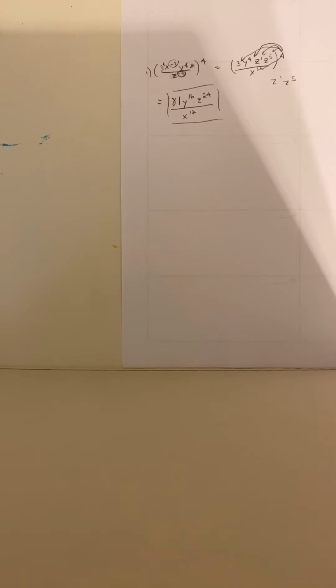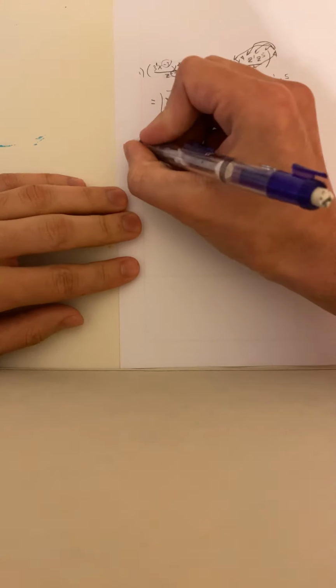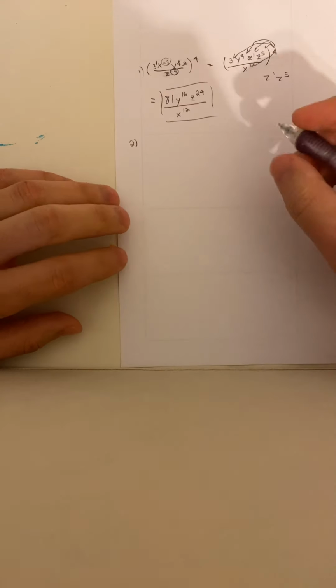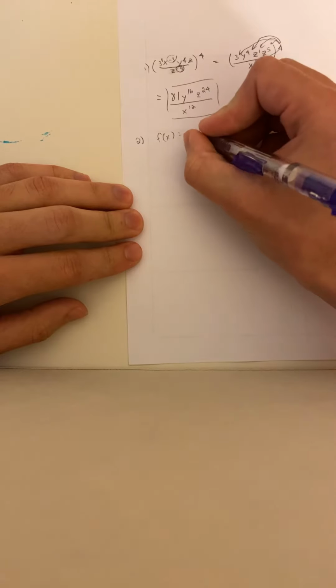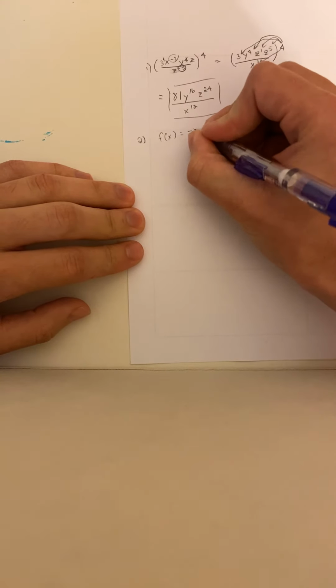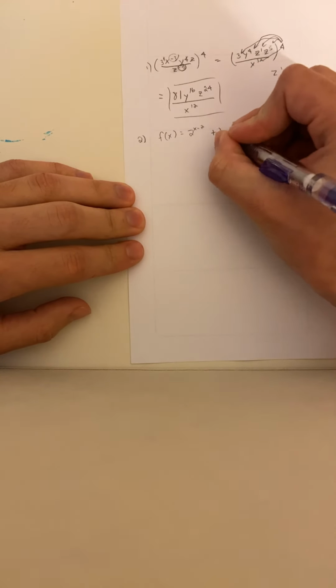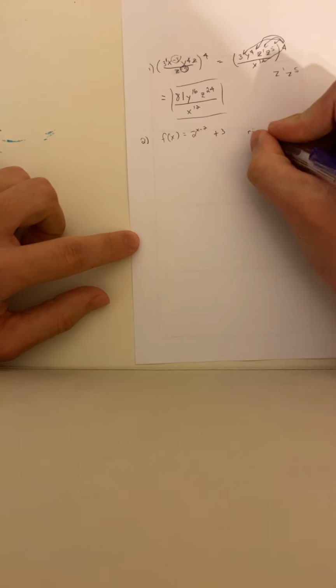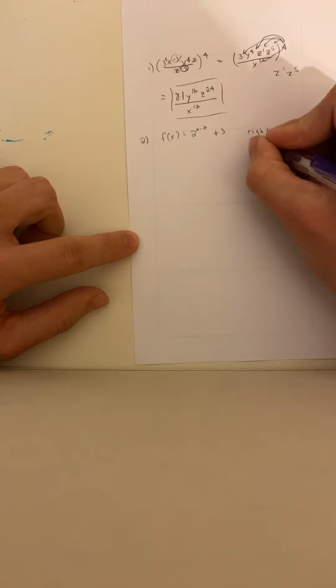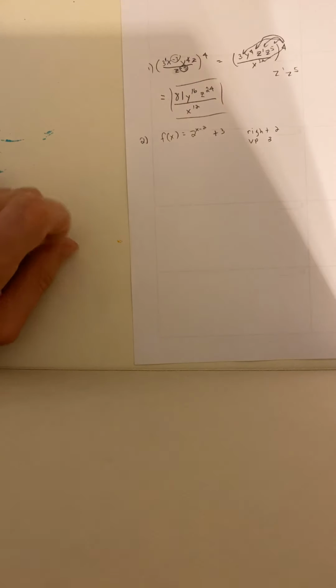The next one I want to do is the graphing question that we had on the notes. So let's look at that. We have f of x equals 2 to the x minus 2, plus 3. So we need to notice these transformations. We're going right 2 and up 3.